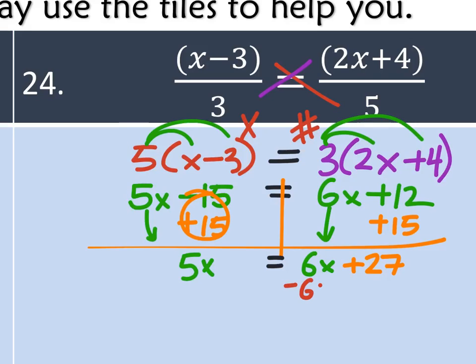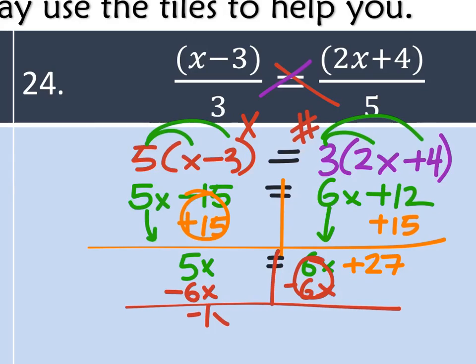Next, I'll get rid of the 6x because it's on the wrong side. So minus 6x from both sides. That zeroes that out, and I get negative 1x there. Equals 27.